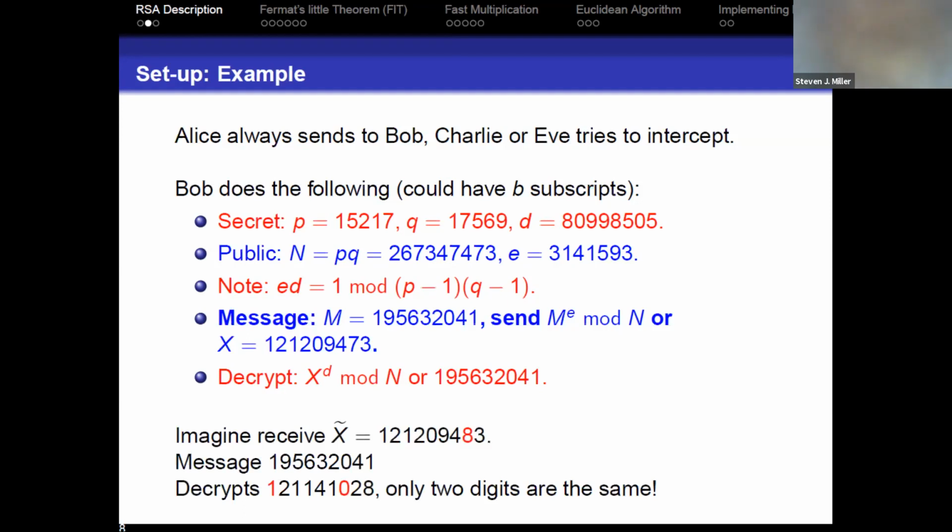Now imagine that a mistake happens, and we'll talk more about this later, and imagine instead of receiving 121209473, Bob receives 121209483. When Bob tries to decrypt this, instead of 195632041, he gets 121141028. Only 2 digits match. So this is very different than the alphabet codes. In the alphabet codes, if you make a mistake in 1 digit, well, the mistake stays localized. Here in RSA, if there's a mistake, essentially the entire thing is garbage.